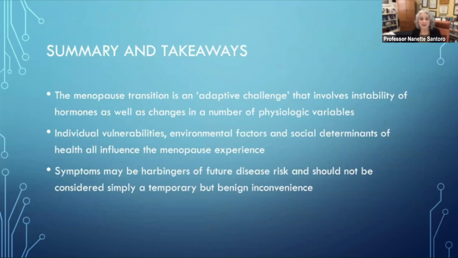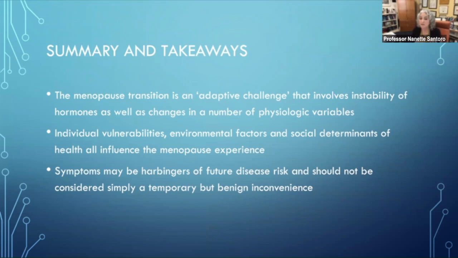So summary and takeaways are that the menopause transition is an adaptive challenge for women. It involves instability of hormones, as well as changes in a wide number of physiologic variables. And we are beginning to be able to wrap our heads around how that translates into later life health.